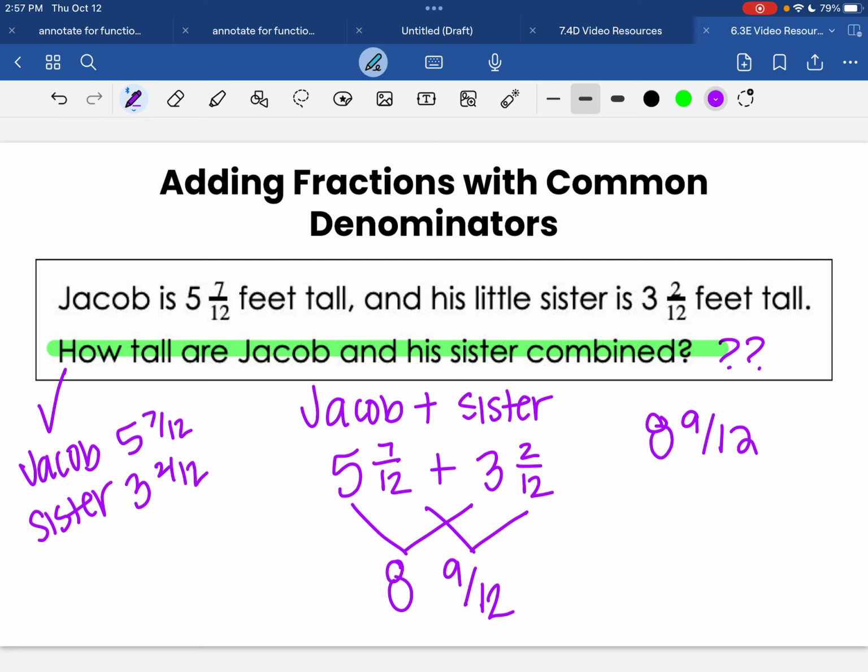But I see that my fractional piece, both the numerator and the denominator, are divisible by 3. So I'm going to divide the numerator by 3 and the denominator by 3. And so now I get 8 because the 1's value didn't change. But I have 9 divided by 3, which is now a simplified 3 in my numerator. And 12 divided by 3, which is now a simplified 4 in my denominator. So whether I wrote 8 and 9/12 or 8 and 3/4, they're both correct because these are equivalent values. All right, thank you.